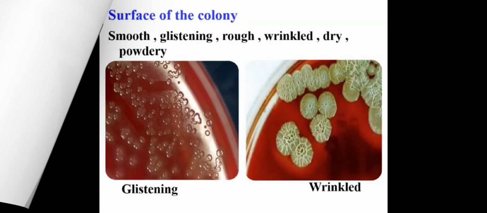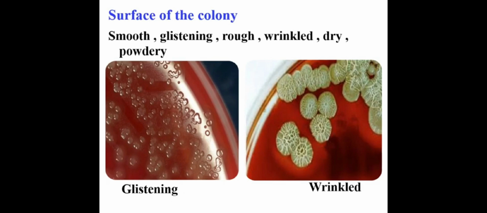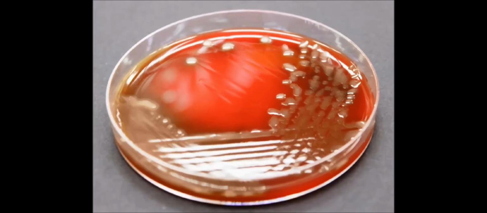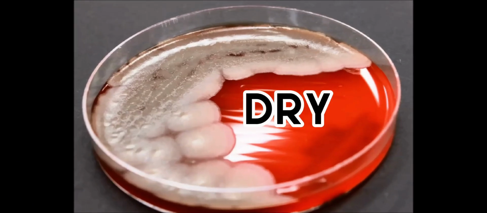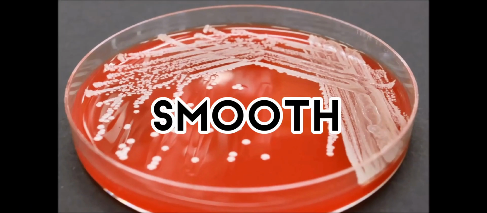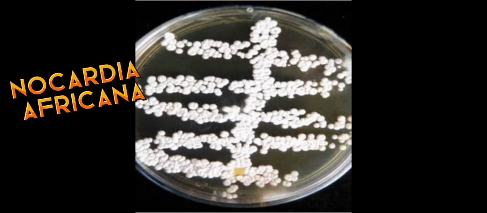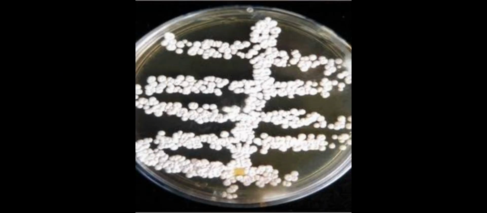Surface characteristic. There are different surface characteristics of a colony. First, we have smooth, glistening, rough, wrinkled, dry, powdery, radiate, concentric, contoured, and many more. Here are some surface characteristics of a colony in an agar plate. First, we have glossy, slimy, dry, and smooth. This is an example of Nocardia africana, which has a dry, powdery surface.